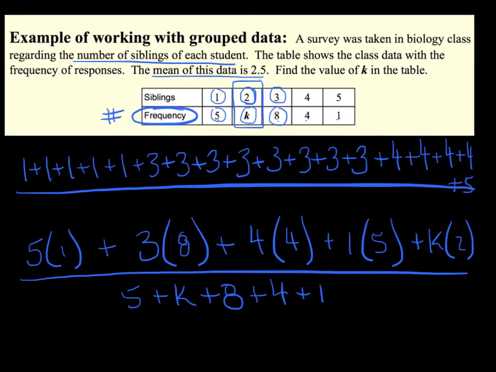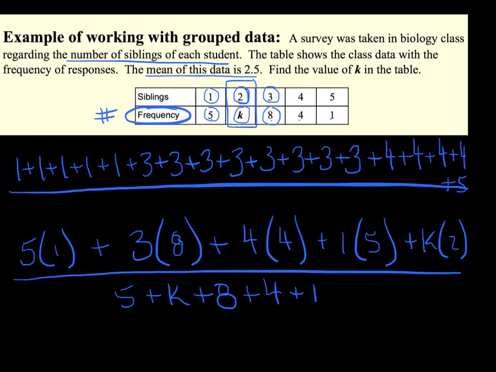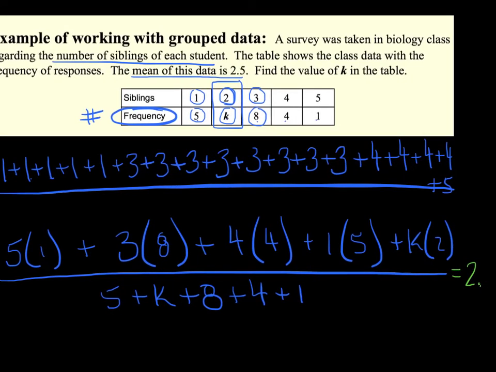Now what we need to do, and I need to slide this over and make just a little bit of room, is set the whole thing equal to the mean, which is 2.5. Whoops, I didn't quite fit it in there, did I? Let's move this over just a little bit more. Okay, now that we have this equation written, we're going to solve for K.